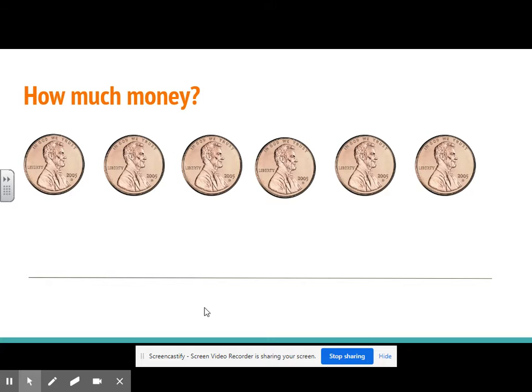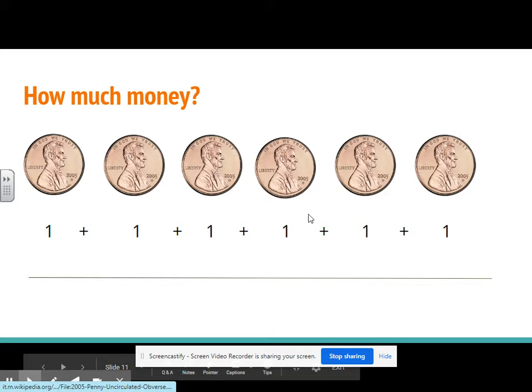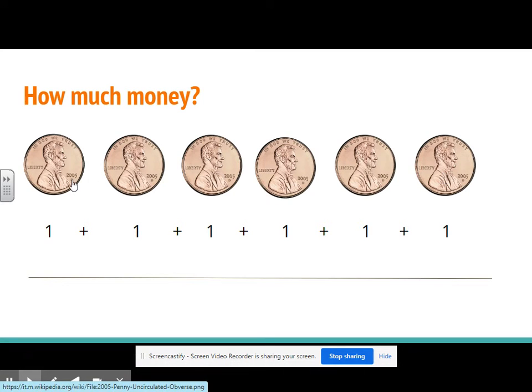Okay? How much money do we have here? Okay, this one's a little easier because this time we're looking at pennies. We know that a penny is worth how much? 1 cent. A penny is worth 1 cent. So if I wrote that as an equation, again, it would be a repeated addition equation. 1 plus 1 plus 1 plus 1 plus 1 plus 1, or you could literally just count them by ones. 1, 2, 3, 4, 5, 6.